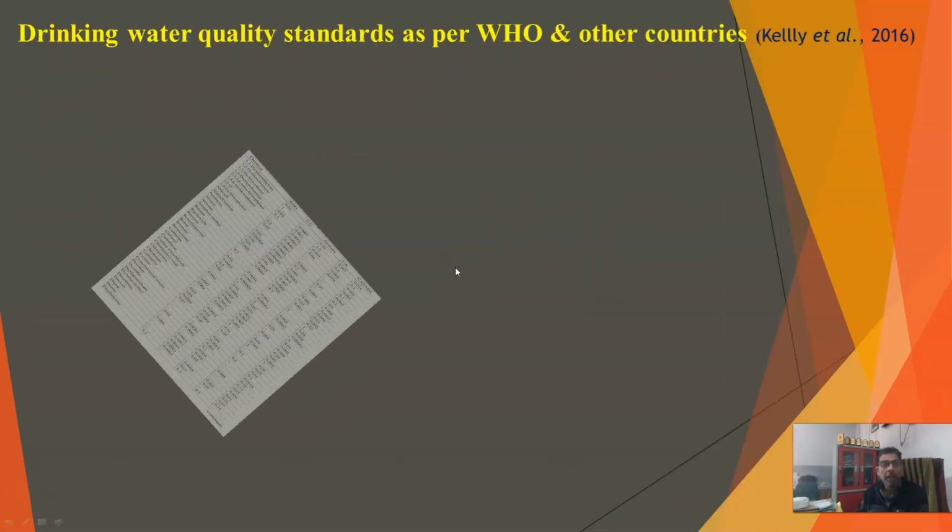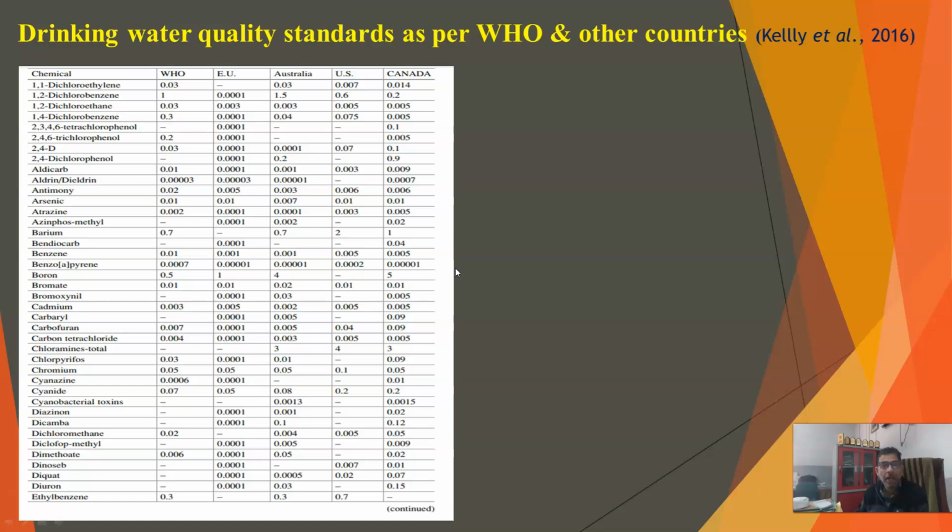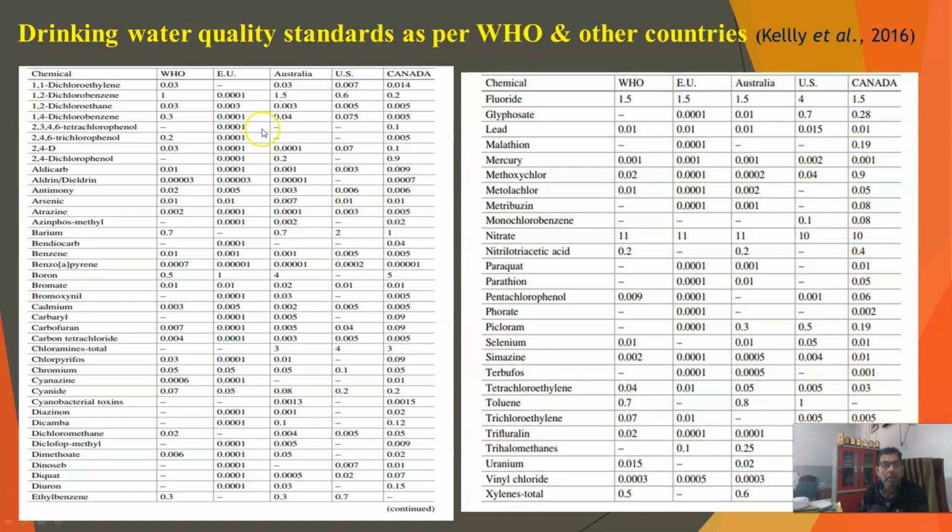And similarly, there are different water quality standards by different countries. This slide shows that WHO, European Union, Australia, US, and Canada have separately given their standards for their own countries. And there are n number of chemicals given in this slide, and you can see that these are all basically the acceptable limits.